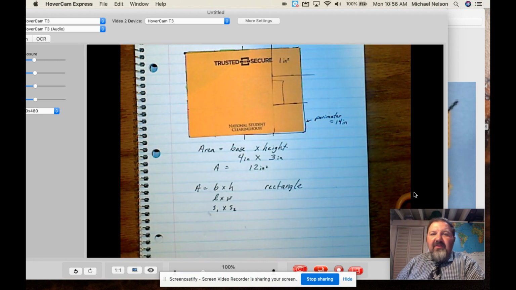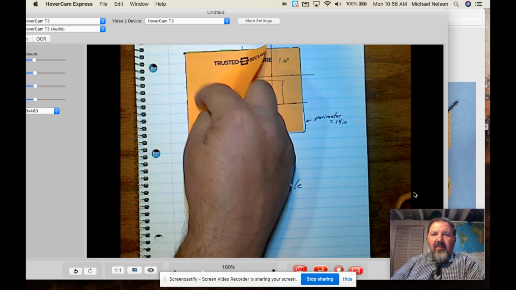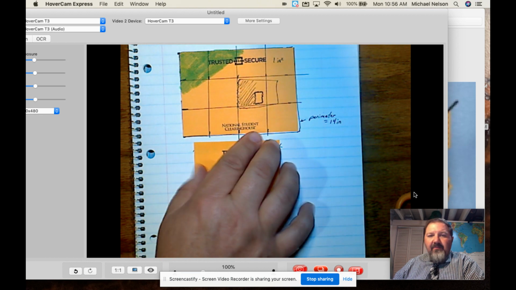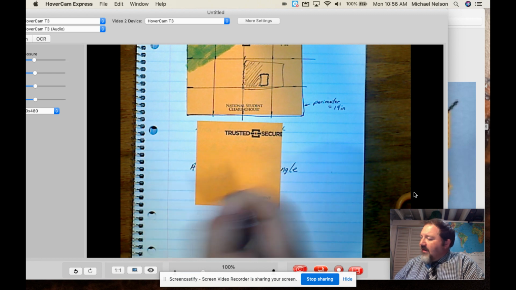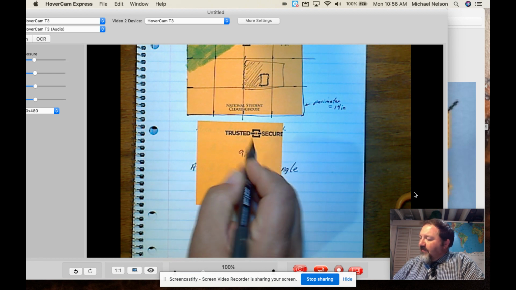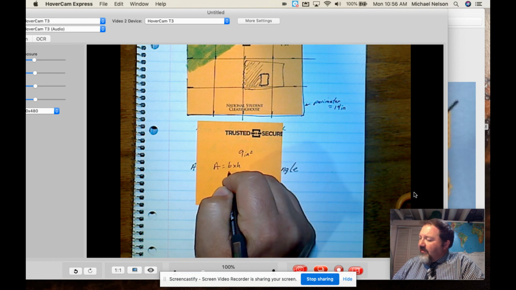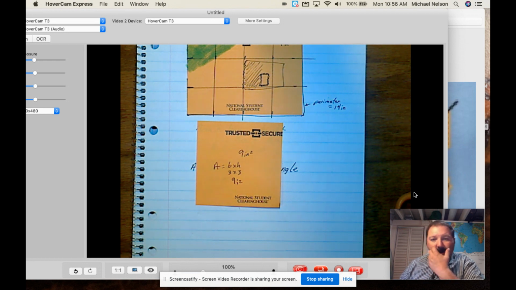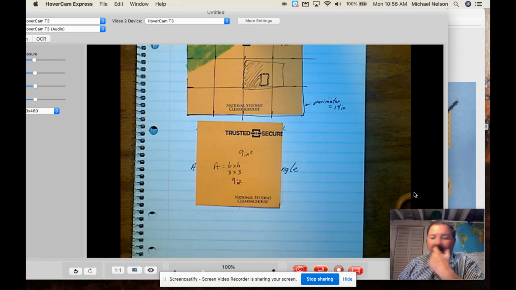So as you can see, this is a square. I've made it 3 by 3, right? Well, squares are a little bit different formula. You can use base times height. 3 times 3, this is 9 inches squared, right? So area is base times height equals 3 times 3, which is 9 inches squared. So that's my area.